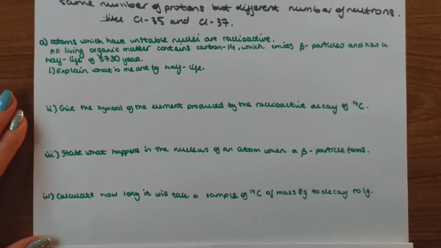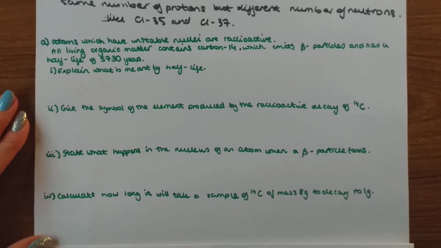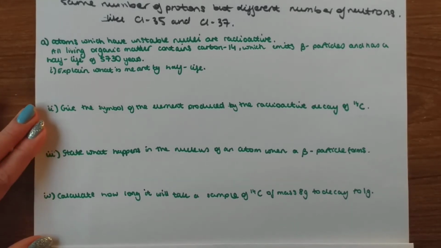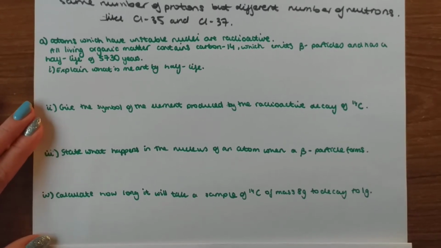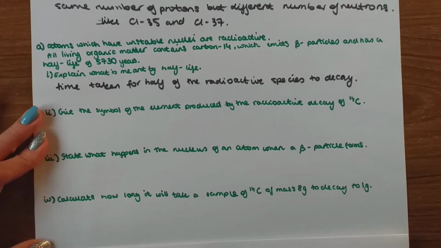So, atoms which have unstable nuclei are radioactive. All living organic matter contains carbon-14, which emits beta particles and has a half-life of 5,730 years. Explain what is meant by half-life. So, half-life is the time taken for half of the radioactive species to decay. So this means that when half of the particles decays, that's one half-life.